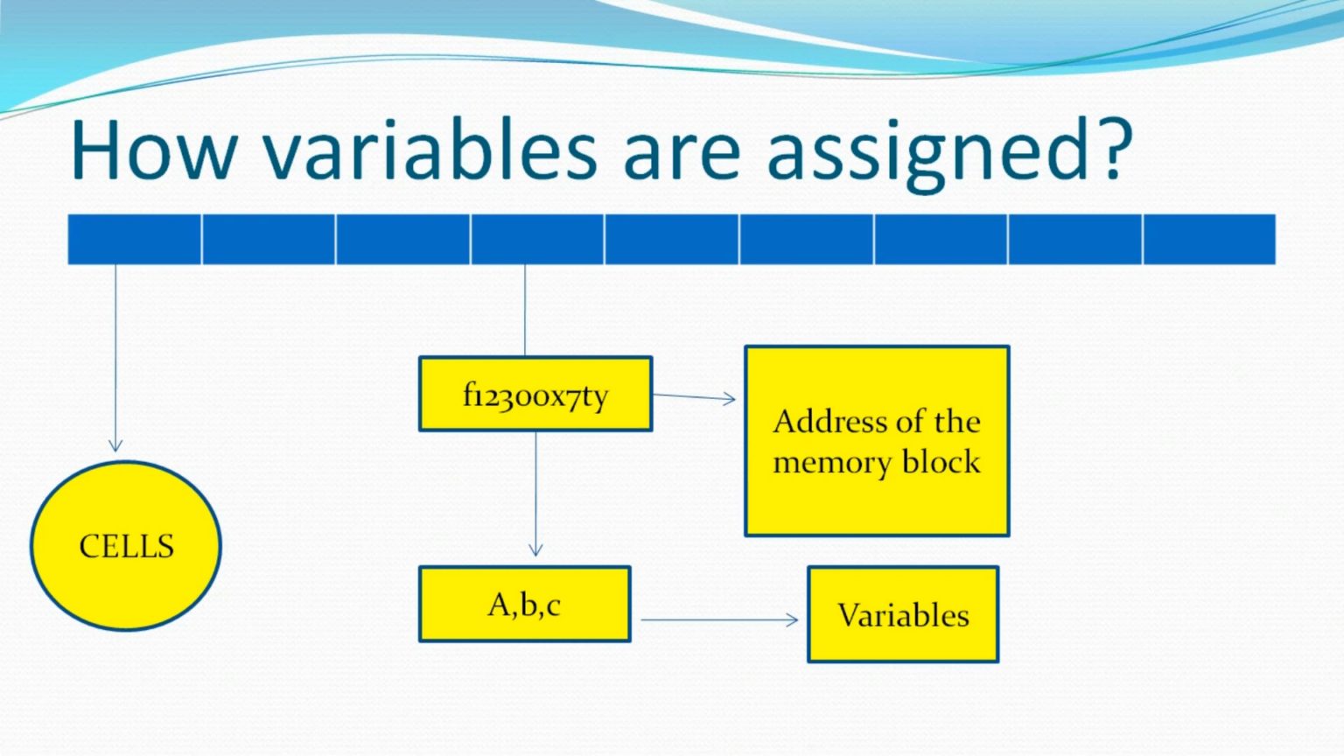we don't want to write F12300X7TY again and again. So tricky. So in order to simplify this address, we use variables like A, B, C. In fact, the name A, B, C is the name of the address of the memory block that is indicating a memory location. So whenever we write int A equals 10, that means our variable A, which is in fact the address of the memory, will store an integer type value equal to 10. So this is how variables are assigned.